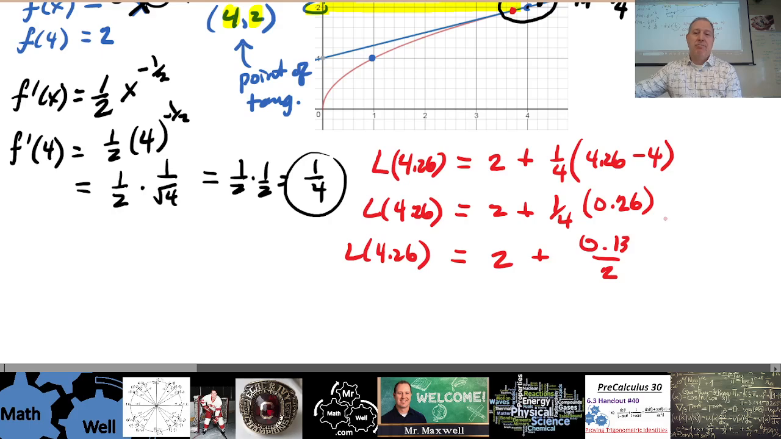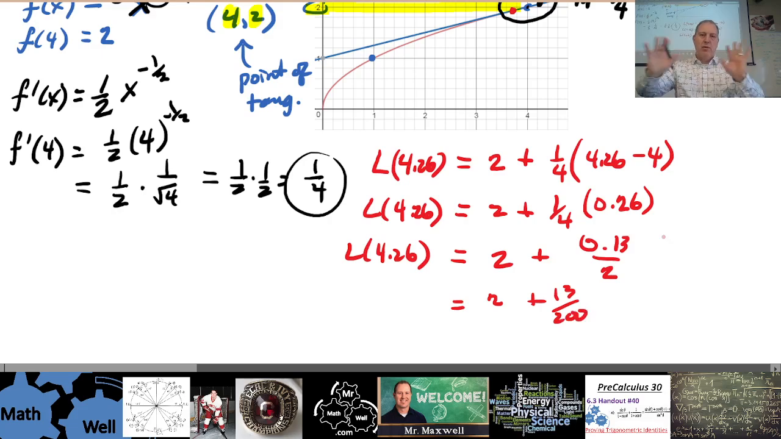Now, I like the idea of having a fraction here. I mean, we could work with decimals too. A decimal is actually okay. So what's 0.13 divided by 2? Are we good enough to do that? 0.065? Okay. Let's just see. It would be 13 over 200. Let's do a fraction, and then we'll do a decimal. So 2 plus 13 over 200.